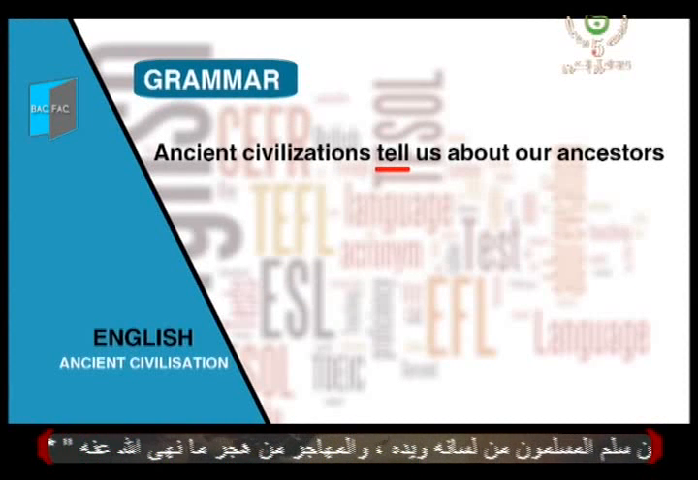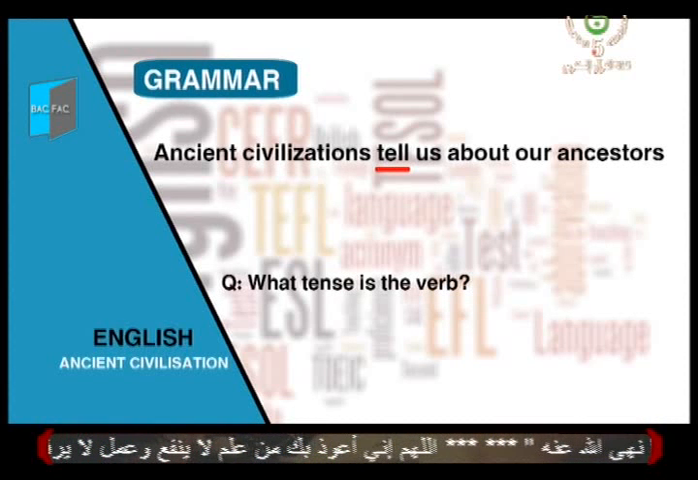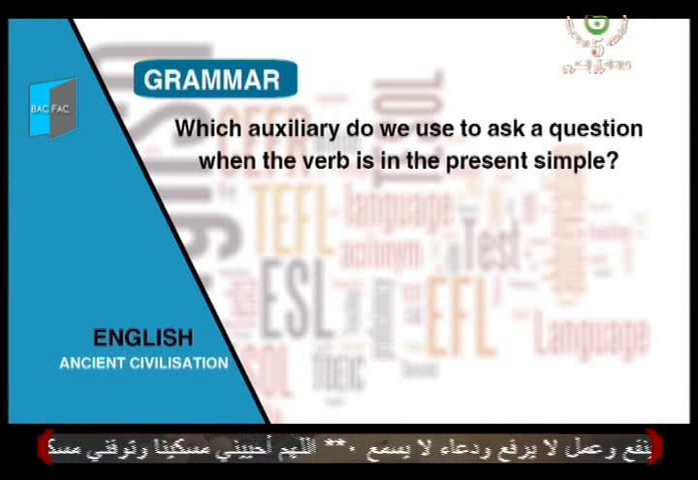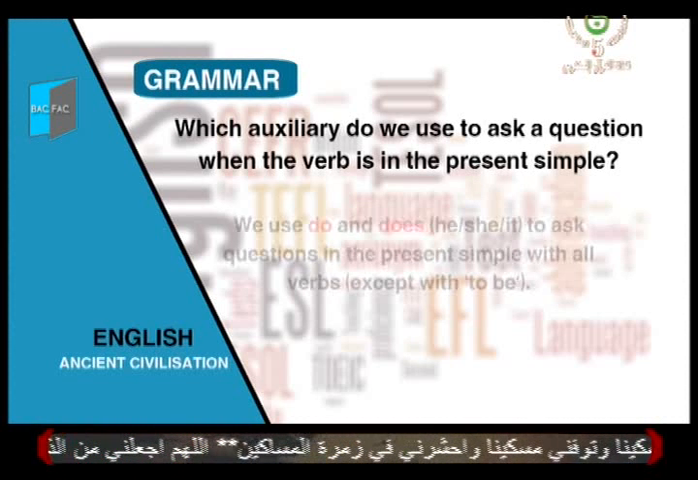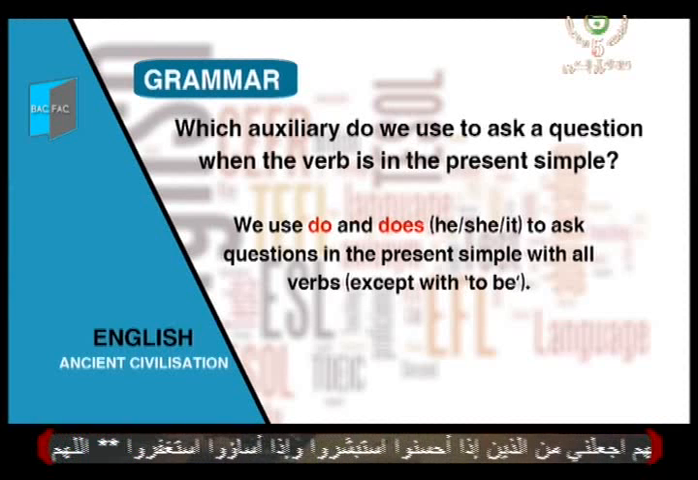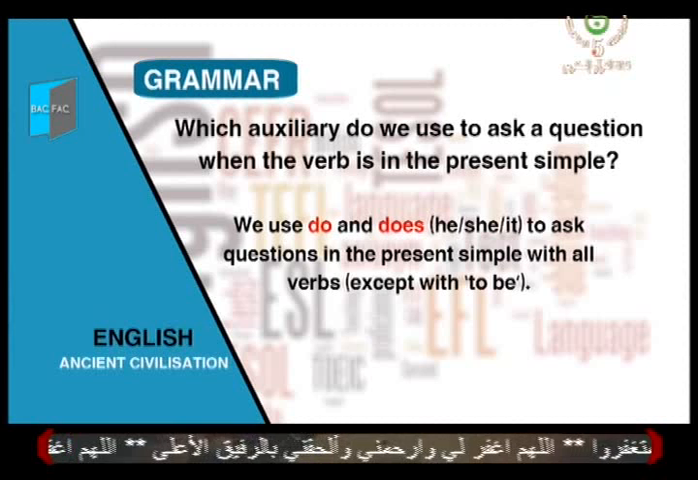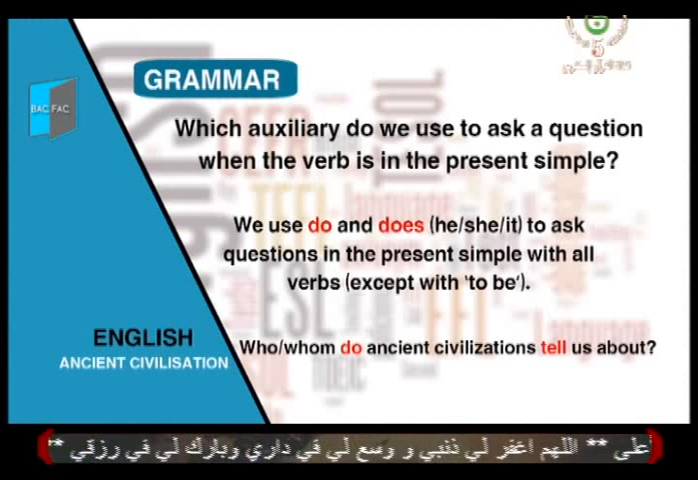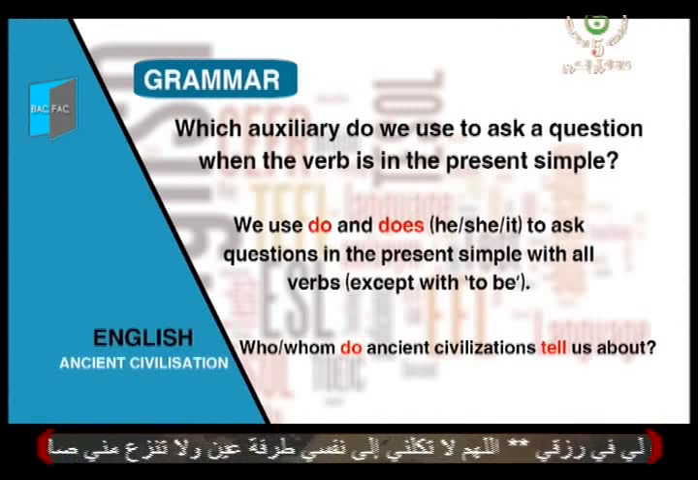When you have found the question word, focus on the verb. Which tense is it? Good. Present simple. Which auxiliary do we use to ask a question when the verb is in the present simple? Right. We use do and does for the third person singular he and she and it to ask questions in the present simple with all the verbs except with to be, and we will see this later. The question then is, who or whom do ancient civilizations tell us about?